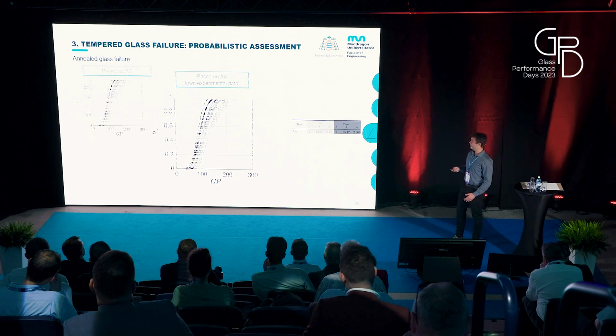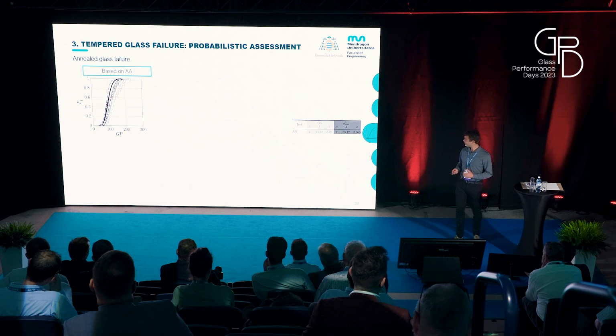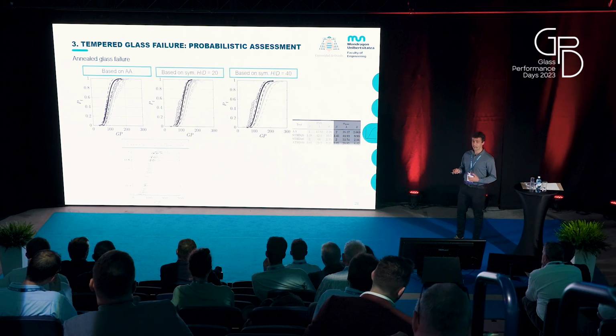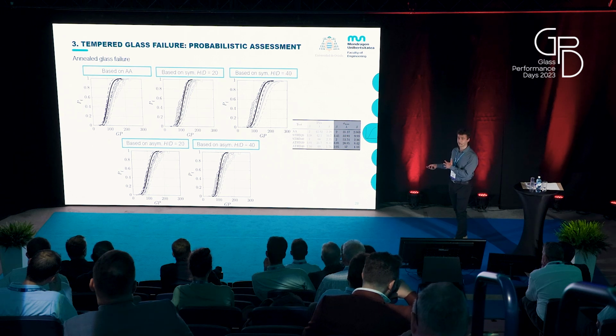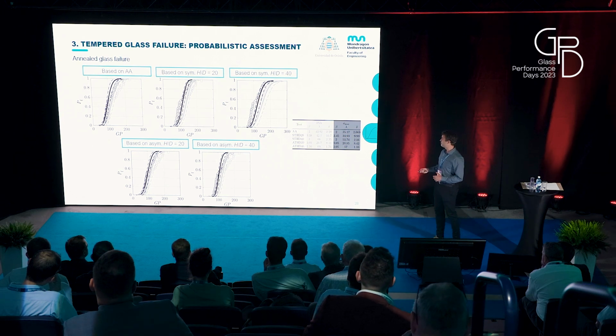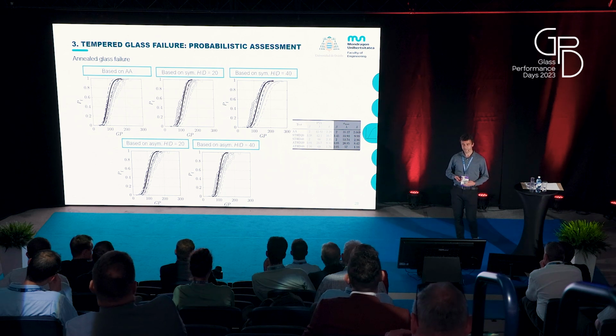So now, if we take the parameters of the tempered glass characterization, we could predict the annealed glass behavior making use of the parameters of the tempered glass characterization. So overall, we identified that the average error was of 10%.